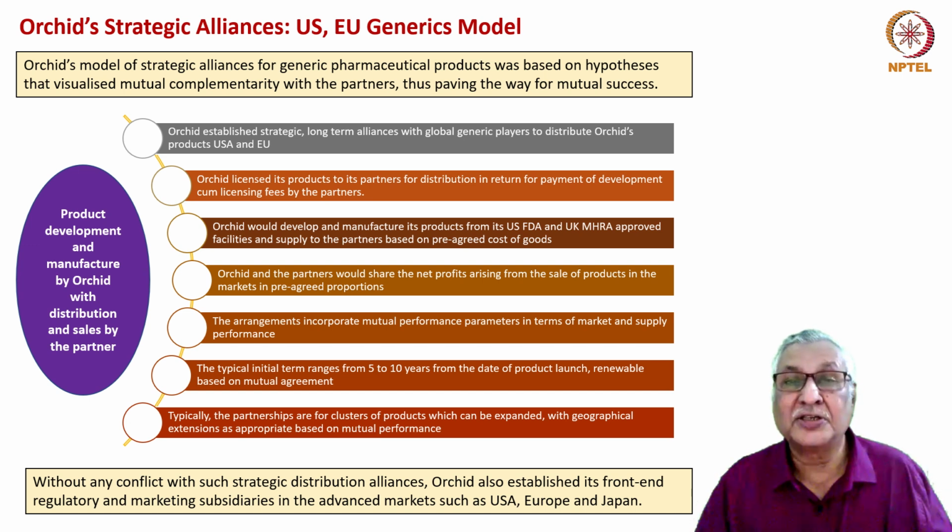Orchid and the partners would share the net profits arising from the sale of products in the markets in pre-agreed proportions. The arrangements incorporate mutual performance parameters in terms of market share and supply performance. The typical initial term ranges from 5 to 10 years from the date of first product launch in each product case, and renewable based on mutual agreement. Typically, the partnerships are for clusters of products which can be expanded with geographical extensions as appropriate based on mutual performance. Without any conflict with such distribution alliances, Orchid also established the front-end subsidiaries, as I mentioned in the earlier slide. And these were in the advanced markets of USA, Europe, and Japan.